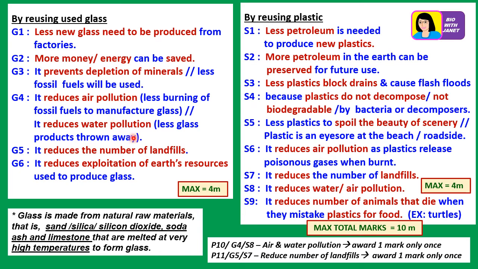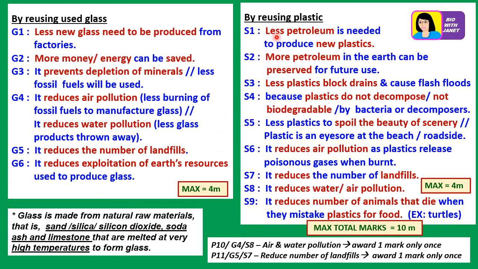It reduces water pollution because less glass products will be thrown away into the rivers. All right, it reduces the number of landfills, right, where the rubbish is thrown away, and it reduces exploitation of the earth's resources used to produce the glass, like all the sand and other substances used to make the glass.